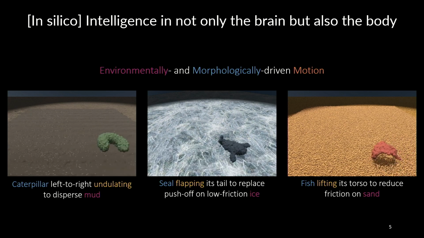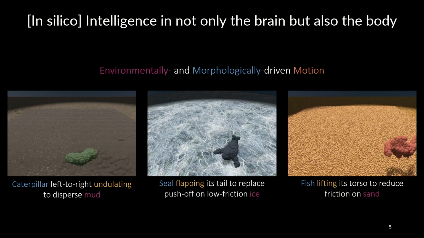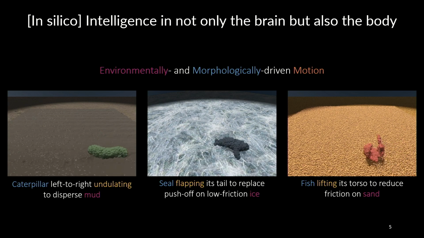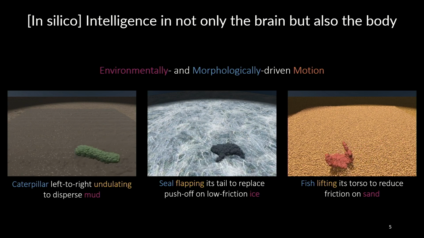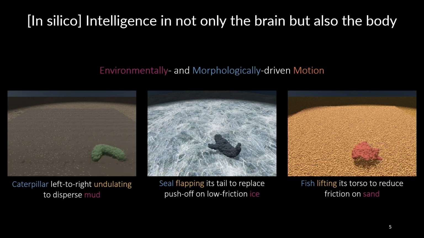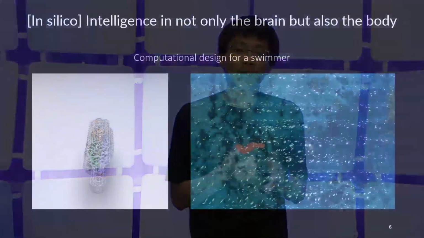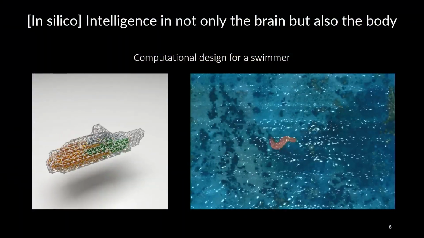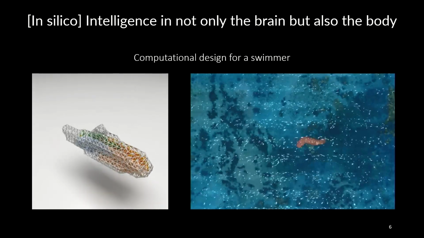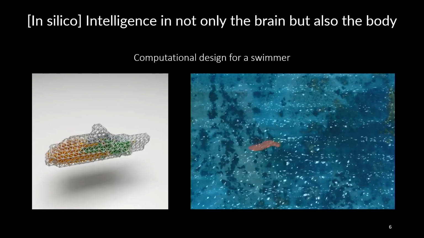One of my favorite examples is this: among all the animals we tested, fish somehow move very well in the desert. It's a result from computational methods, but it also makes a lot of sense because there is a lot of friction in sand, so it needs to lift its torso to reduce the friction to move forward. We also tested using computational methods to design a swimmer. And this is what we get, something like a fish-like creature, streamlined, and it can move very fast in the water.